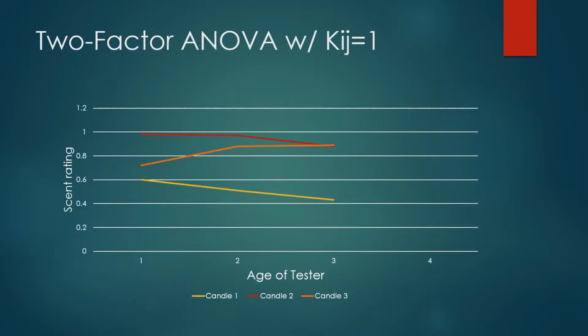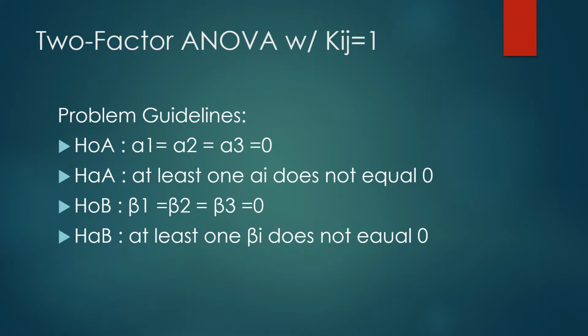I have a graph set up from this table right here, and we can see that candle 1 is obviously lesser scent, and candles 2 and 3 can somewhat be interchangeable depending on the age of the scent tester that we have. So when we're setting up a problem for two-factor ANOVA, we have to set our problem guidelines, and this is just our null hypothesis and alternative hypothesis.